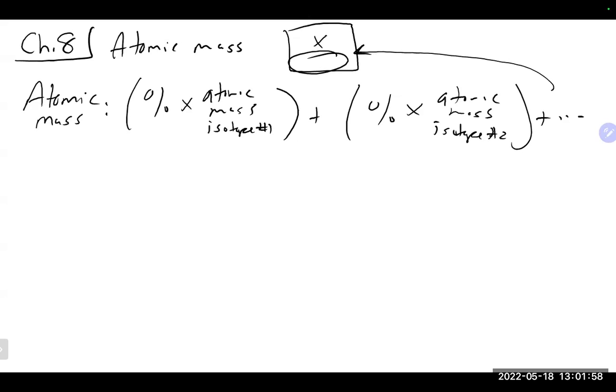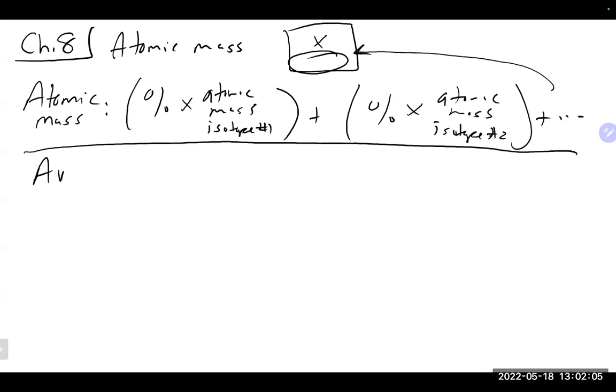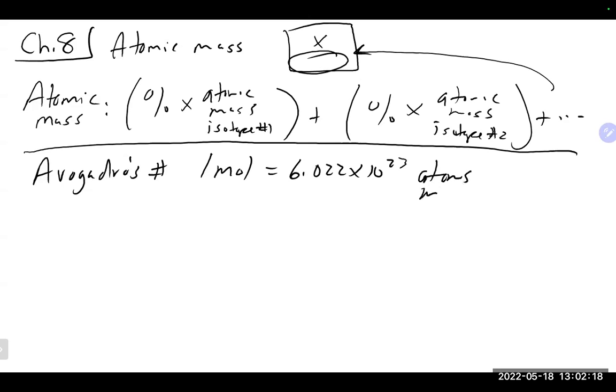We also talked about in this chapter, I believe, Avogadro's number. Avogadro's number is 1 mole of anything is 6.022 times 10 to the 23. These could be atoms. These could be molecules. The unit really does change a lot. We use this really as a conversion factor to go from moles to atoms or molecules.